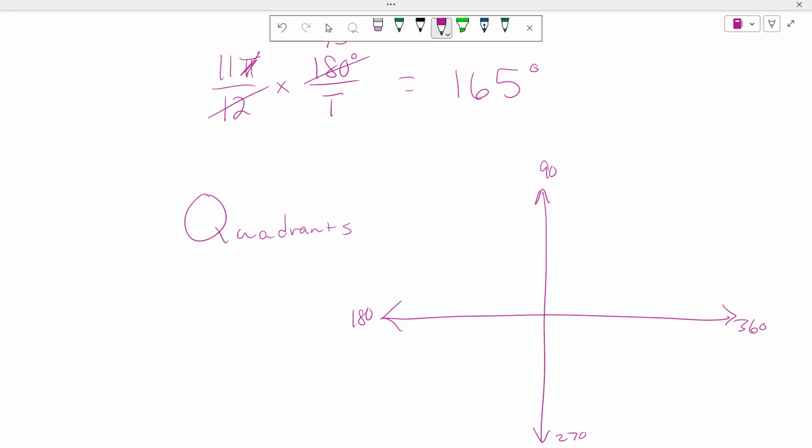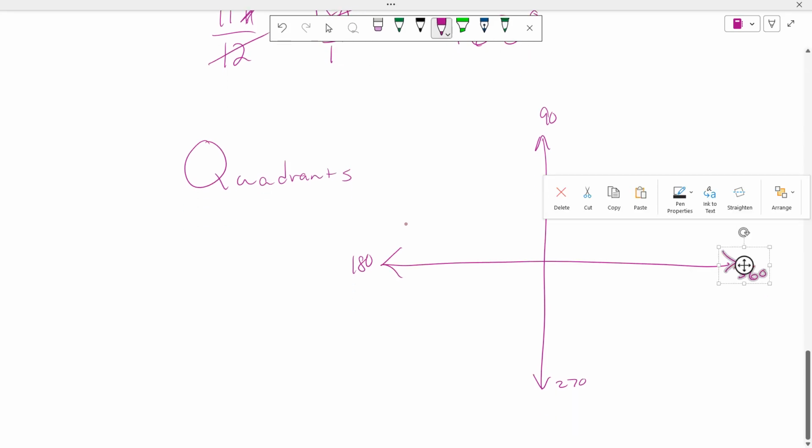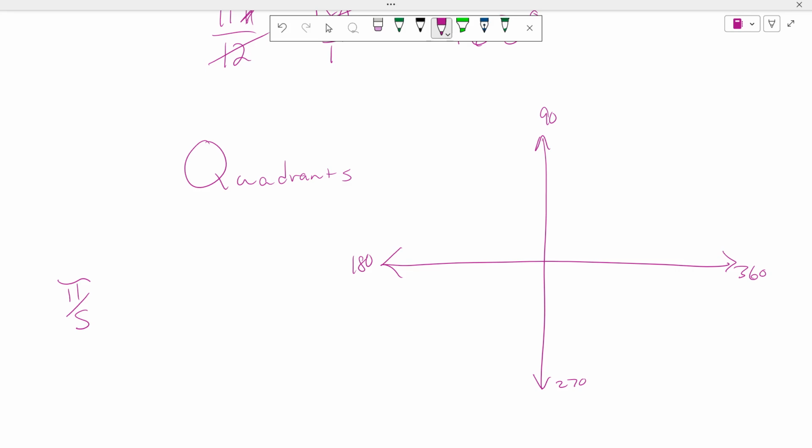Got to know what quadrants angles are in. So if you have pi over 5 radians, what quadrant is it in? Instead of just guessing, we got a method to the madness here. Okay? We could, at this point, multiply by 180 over pi and figure out the angle, which is 36 degrees. What quadrant would pi over 5 be? Quadrant number 1.